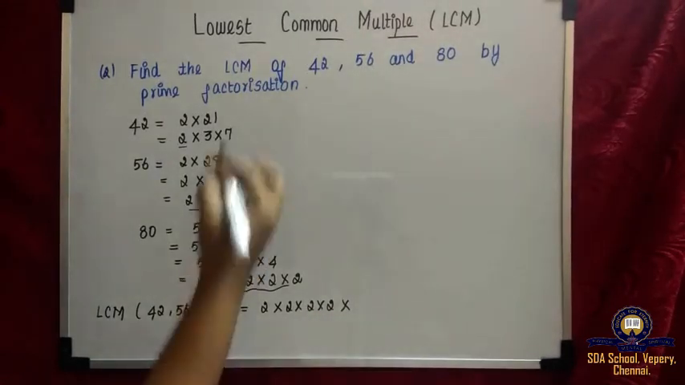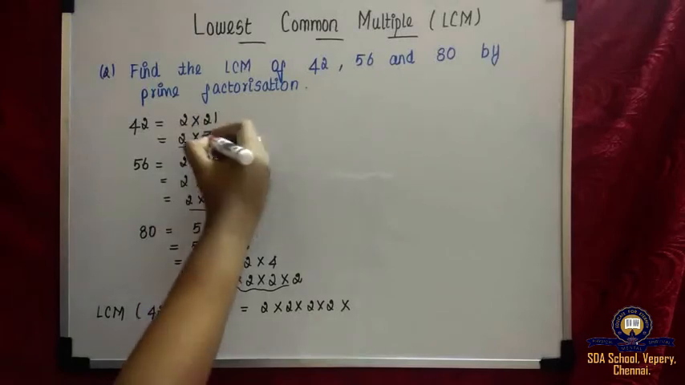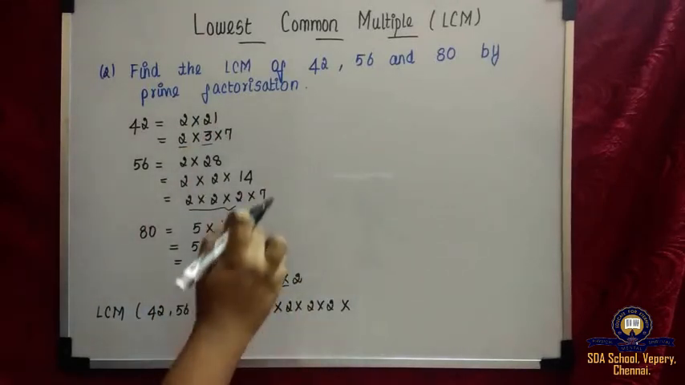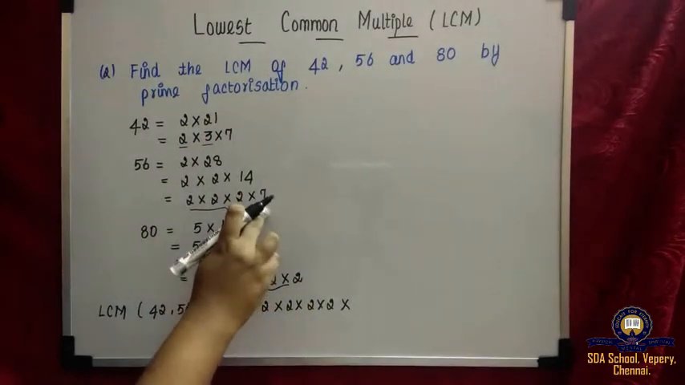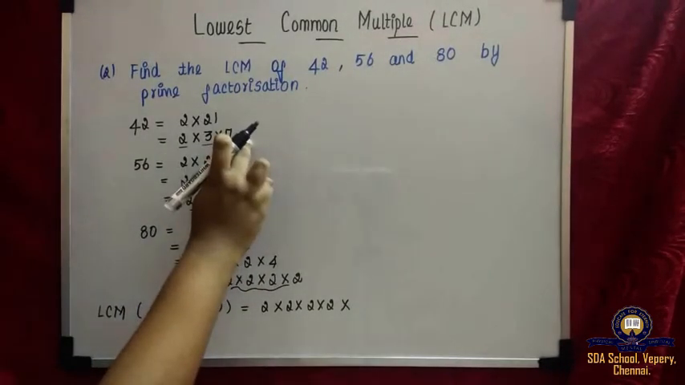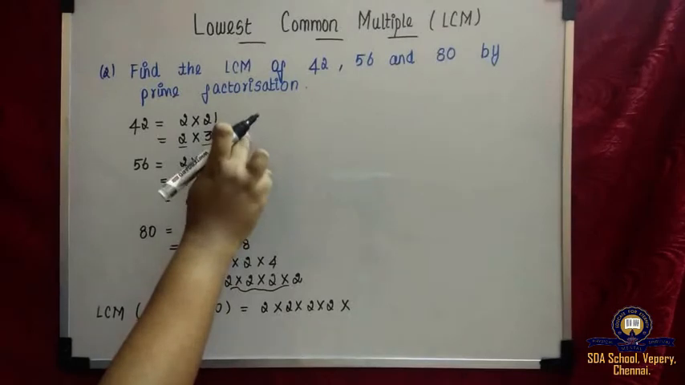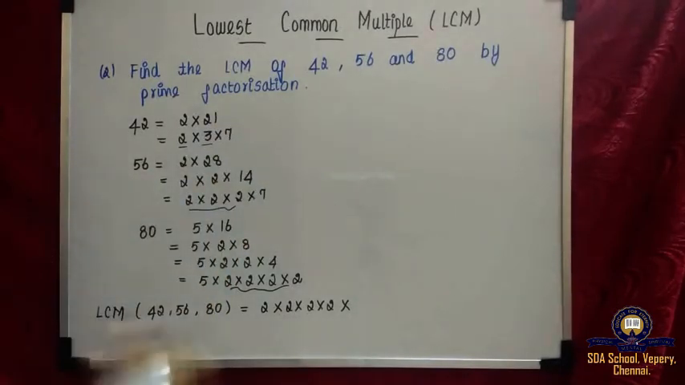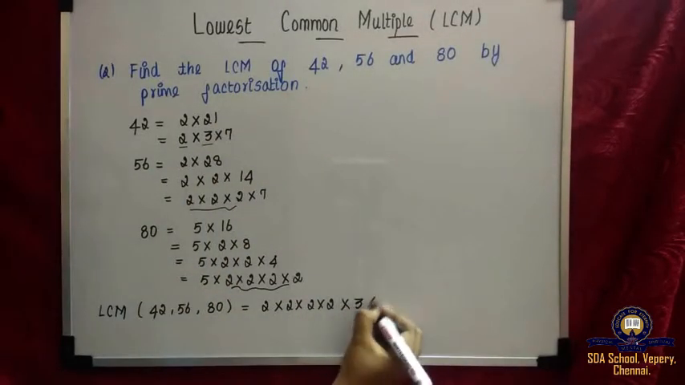Next, 3. Only in 42 has 3 occurred. In 56, 3 has not occurred. In 80, 3 has not occurred. So only one time it has occurred. So the highest number of times 3 has occurred is only 1. So we have to write only one 3.